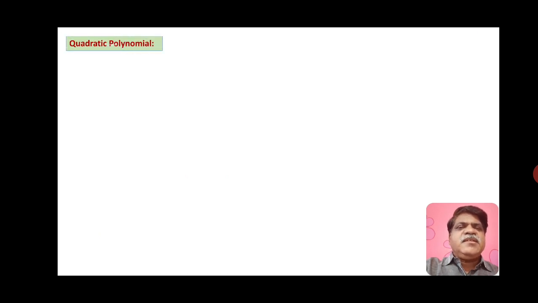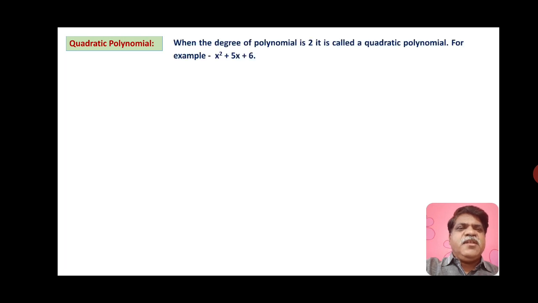Friends, let us see what we mean by a quadratic polynomial. When the degree of a polynomial is 2, it is called a quadratic polynomial. For example, x square plus 5x plus 6.